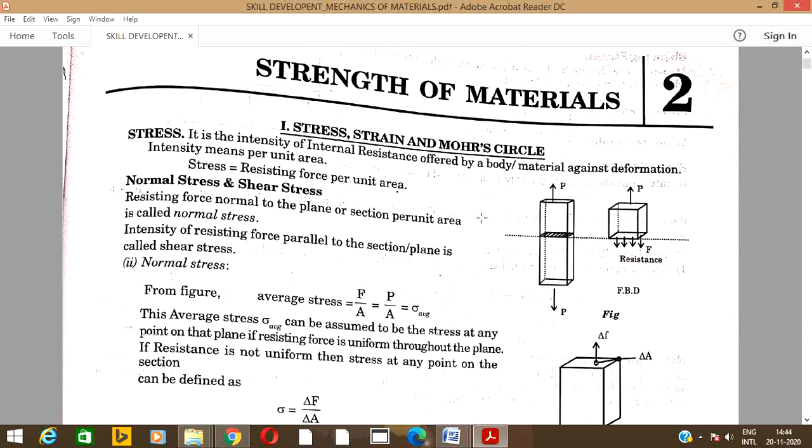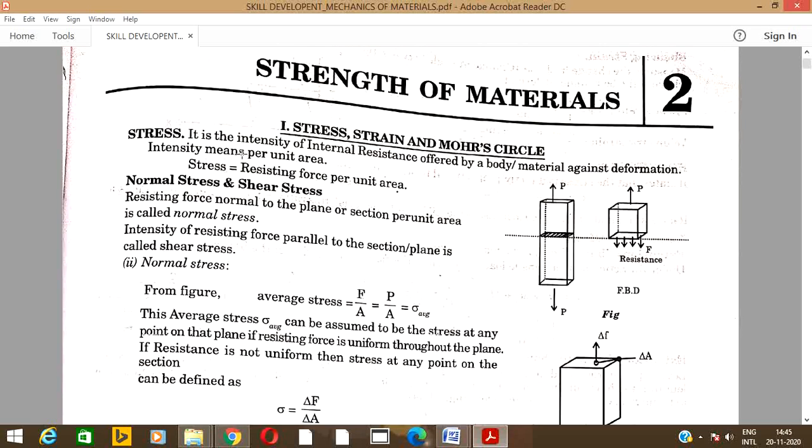Here you have to study some basic concepts, such as what we mean by stress. Generally the relation for stress is sigma equal to F by A, that is, sigma is stress and F by A is force by area. That is only the mathematical equation. But the general definition of stress is that it is the intensity of internal resistance. What is intensity? Intensity means per unit area. We are considering intensity for unit area.